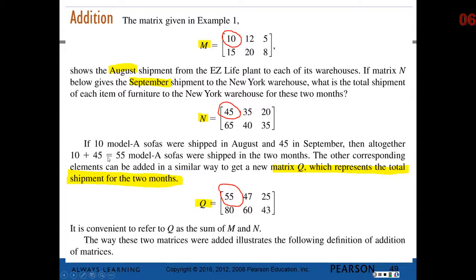So we have the corresponding sum matrix, which is Q, gives us the matrix for all of the shipments from the, or I'm sorry, for the 3 warehouses, all of the shipments for the 2 months from the 3 warehouses, okay? And if you wanted to know what all the shipments were for the first quarter of the year, then you would add up the 3 months matrices for those quarters. So this is a very realistic application of matrices.